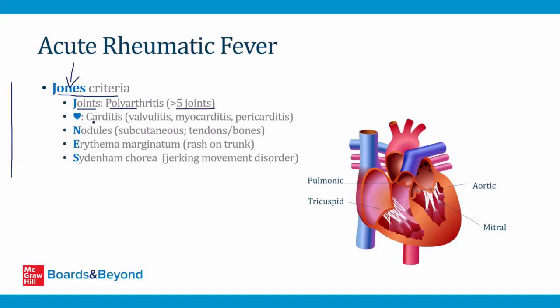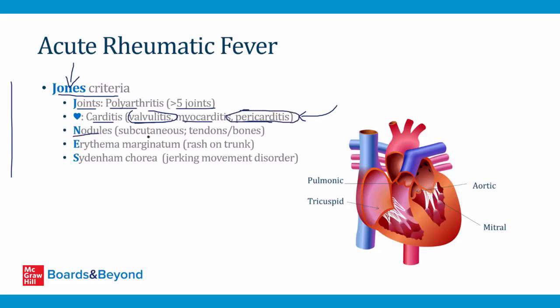The O is for the heart. That's for carditis. So there can be inflammation of the valves. There can be myocarditis or pericarditis. Sometimes this is subclinical, meaning it doesn't cause symptoms. But when echocardiograms are done, they identify inflammation of the valves, for example, or inflammation and a pericardial effusion from pericarditis. The N is for nodules.